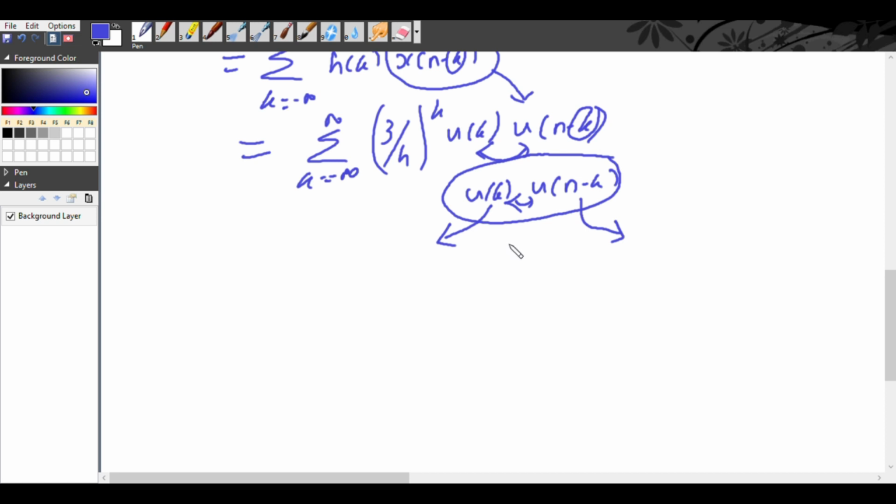So that case is k equal to 0 to n. The signal will exist only for k equal to 0 to n. Otherwise, other signals will vanish because of this particular product.